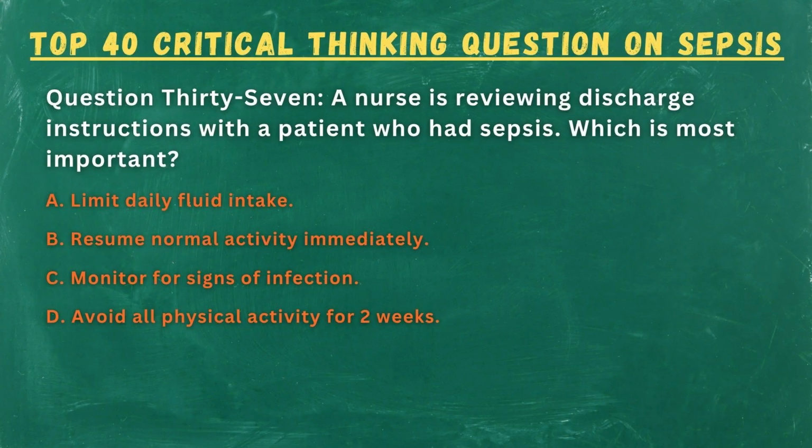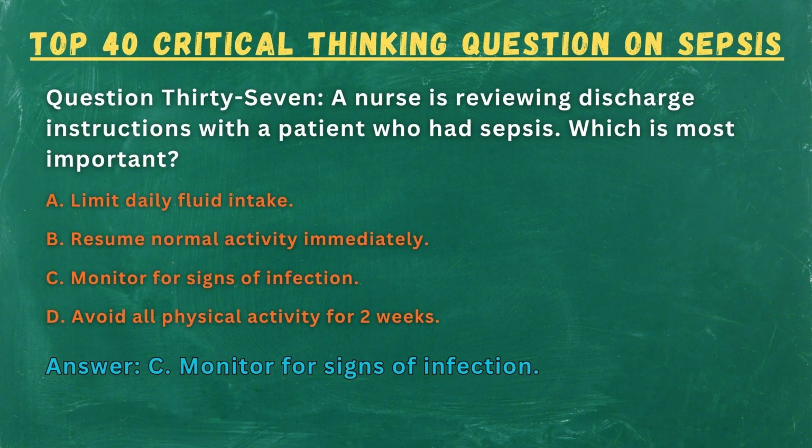Question 37. A nurse is reviewing discharge instructions with a patient who had sepsis. Which is most important? A. Limit daily fluid intake. B. Resume normal activity immediately. C. Monitor for signs of infection. D. Avoid all physical activity for 2 weeks. Answer: C. Monitor for signs of infection.